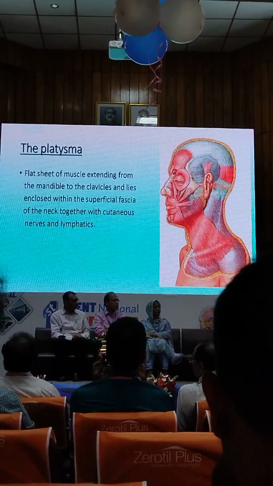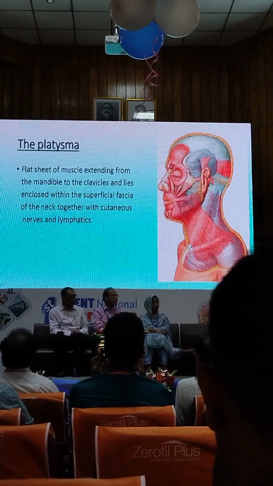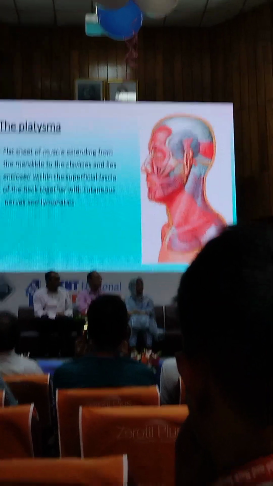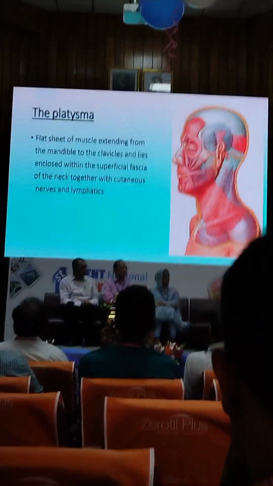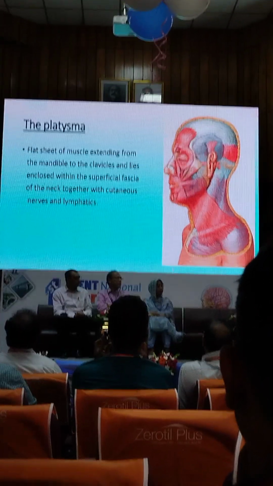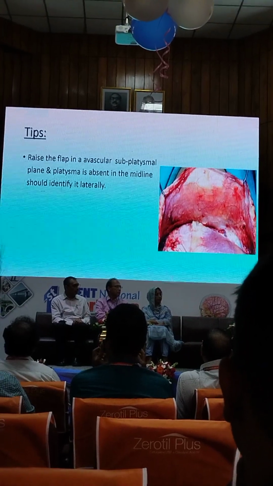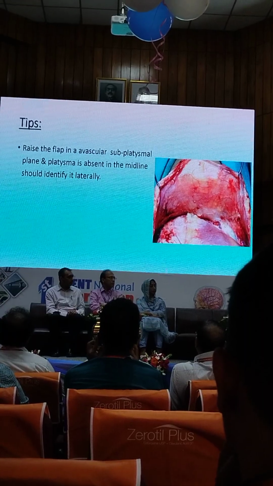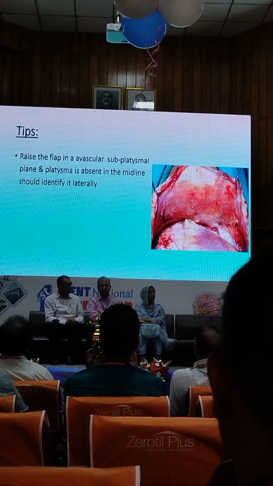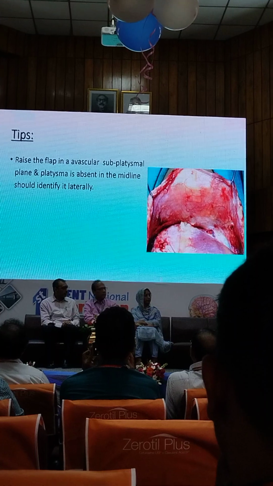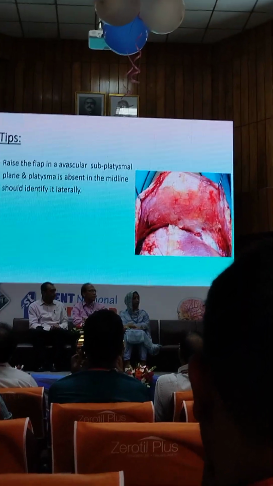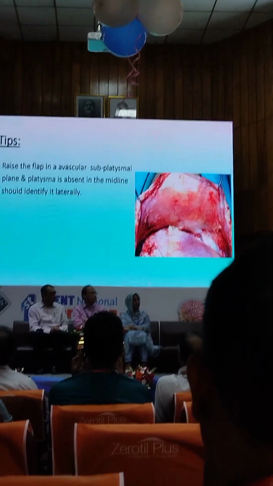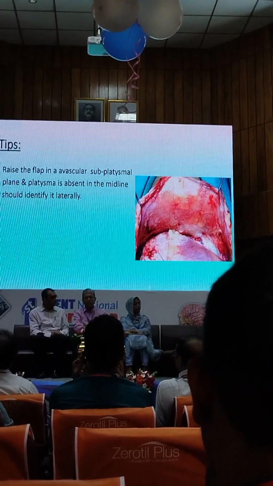This is the platysma muscle. This is a flat muscle extending from the mandible to the clavicles and lies enclosed within the superficial fascia of the neck together with cutaneous nerves and lymphatics. And tips regarding the platysma: we should raise the flap in an avascular subplatysmal plane, and the platysma is absent in the midline, so we should remember it and identify it laterally.